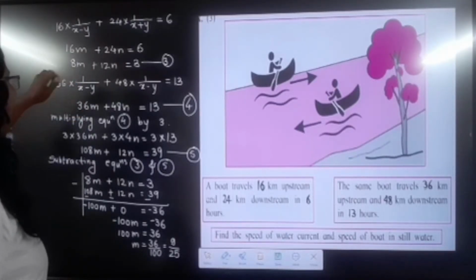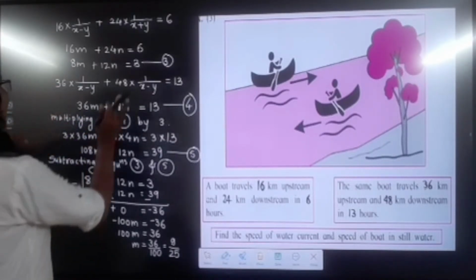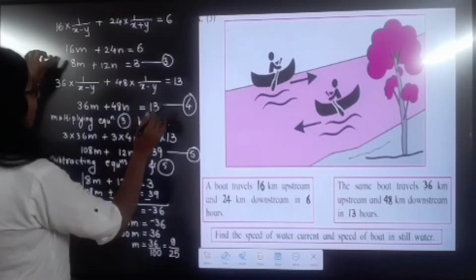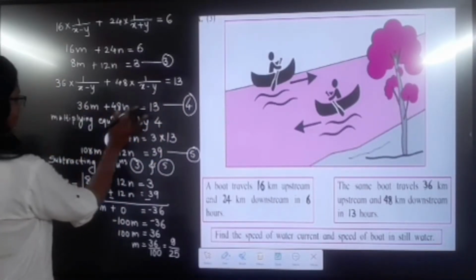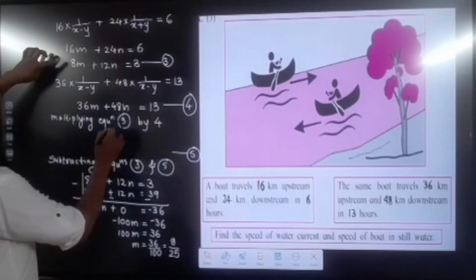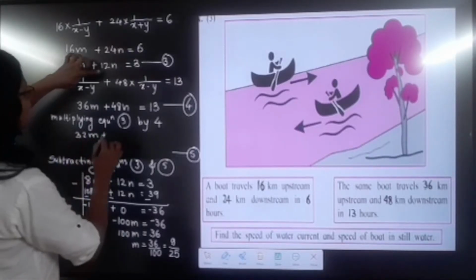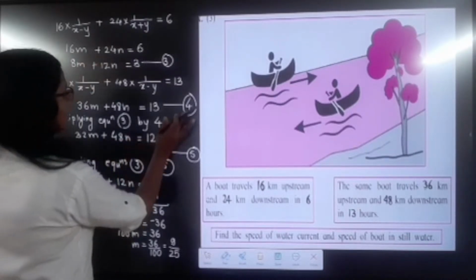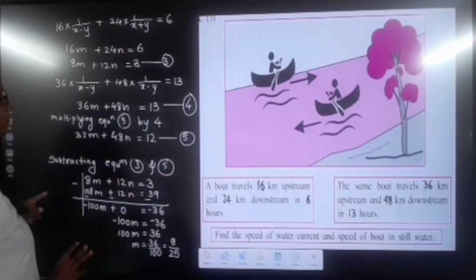Okay, students. So that mistake is that we have to multiply equation 3 by 4, students. Multiplying equation 3 by 4, we get 32m plus 48n is equal to 12. And then call it the fifth equation. Okay, students? And then subtracting 3 and 5.